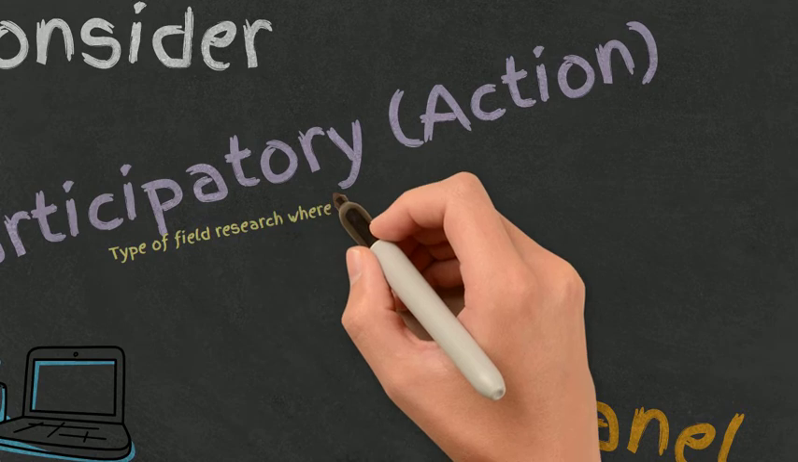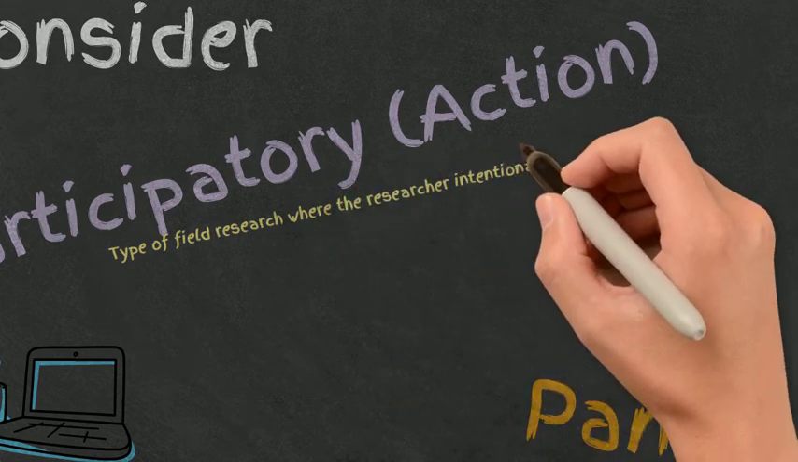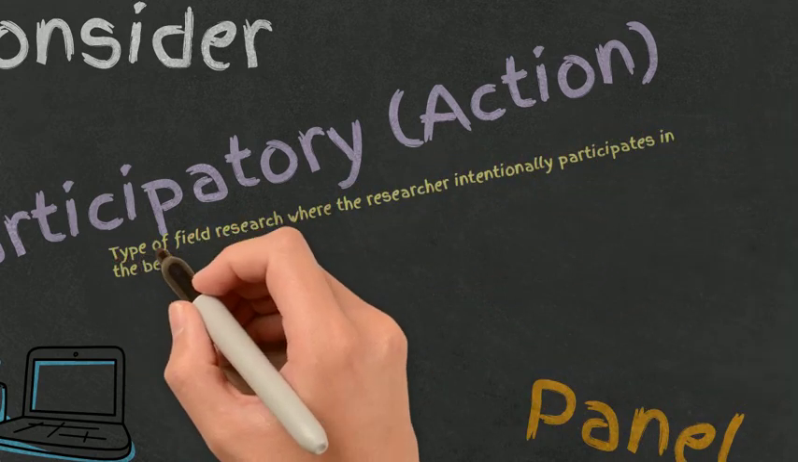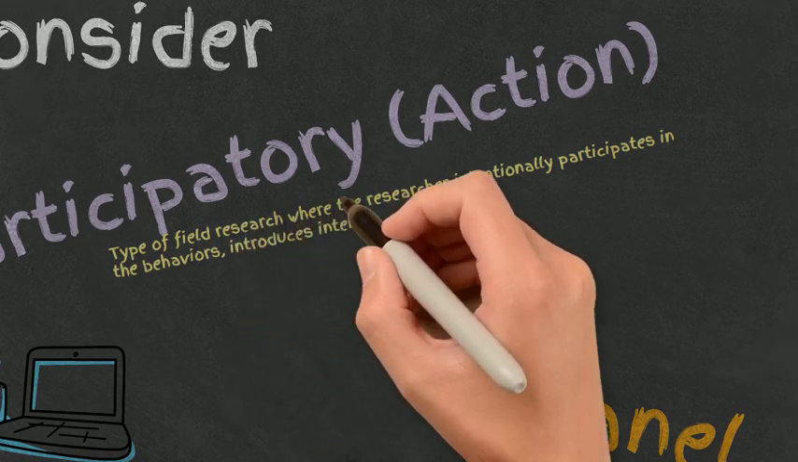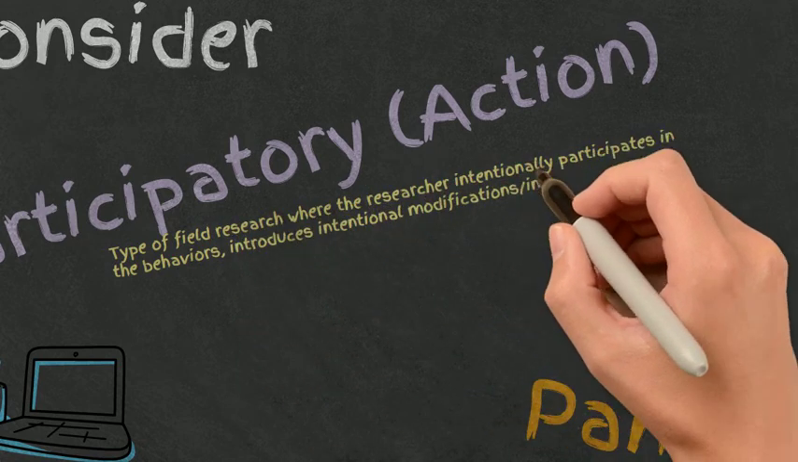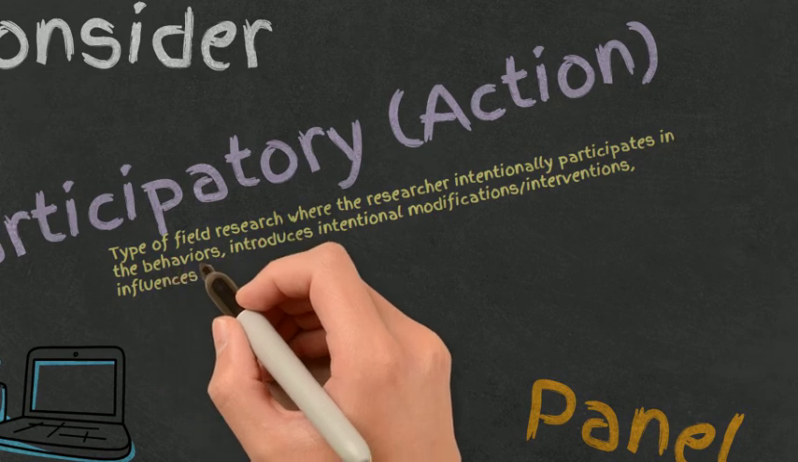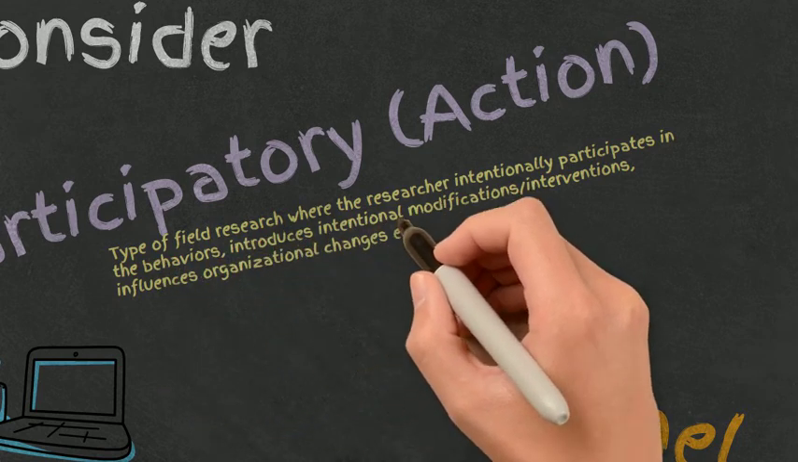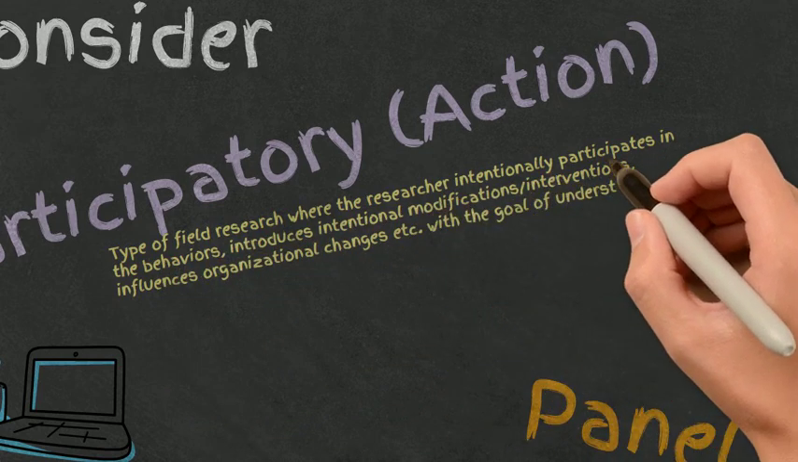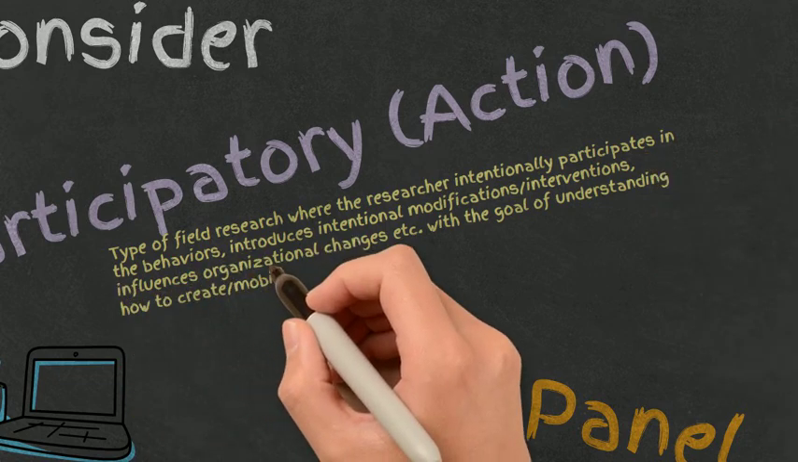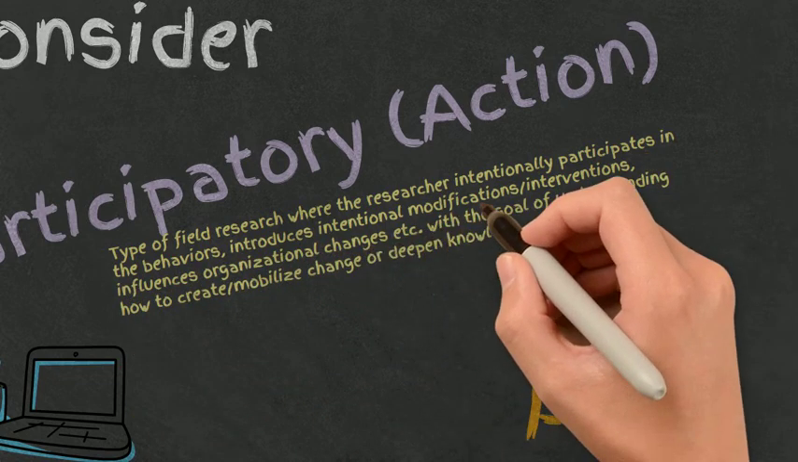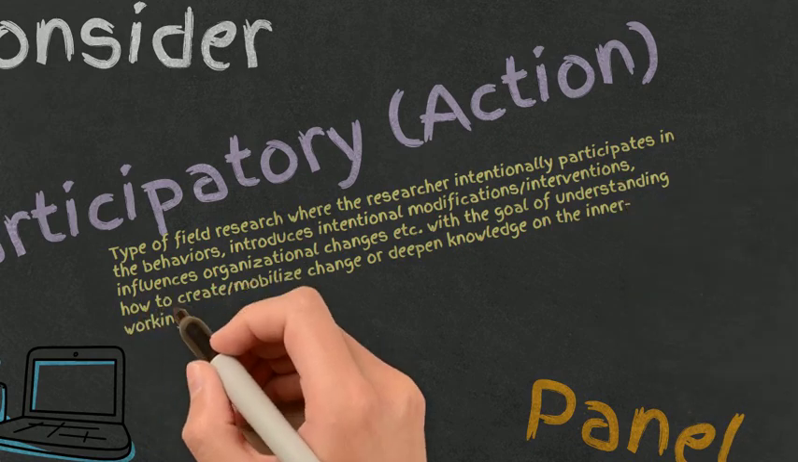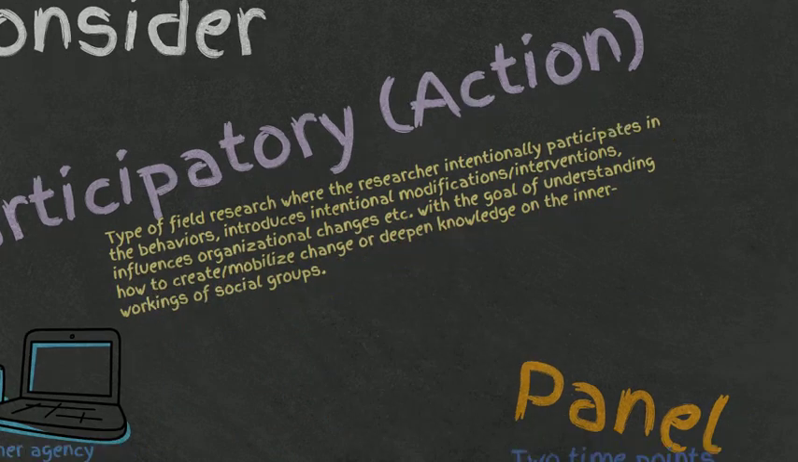Finally, you could decide to use a participatory design. Participatory research is often called action research. Qualitative, like observational studies, the participatory design is one in which a scientist intentionally participates in the behaviors while observing. The goal is usually to understand how to create or mobilize change, or deepen knowledge on an inner working of a social group. Sounds so cool, right?